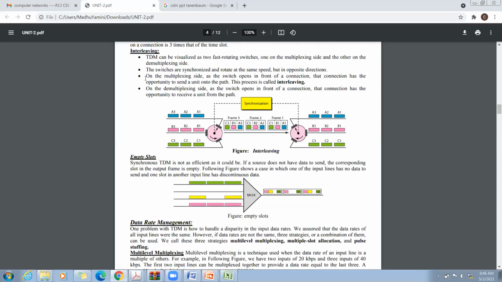That is what they mentioned. The switches are synchronized and rotate at the same speed. This is the important point. The sender switch and the receiver switch need to rotate at the same speed in opposite directions. One is in the clockwise direction and the second one is in the anti-clockwise direction. See, at the multiplexing side, that means the left side, the switch is open for connections.